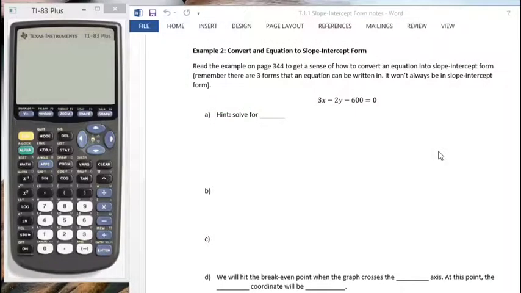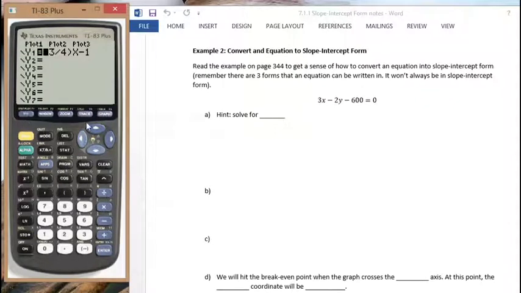Okay, so we're going to graph this line here. We've already solved for y. I put it into slope-intercept form. That equation was y equals 3 over 2 x minus 300. You should have that in your notes. And we're going to graph that in our calculator. So again, we go to y equals. If there's anything there, just clear it. And let's put in 3 over 2 in brackets x minus 300.